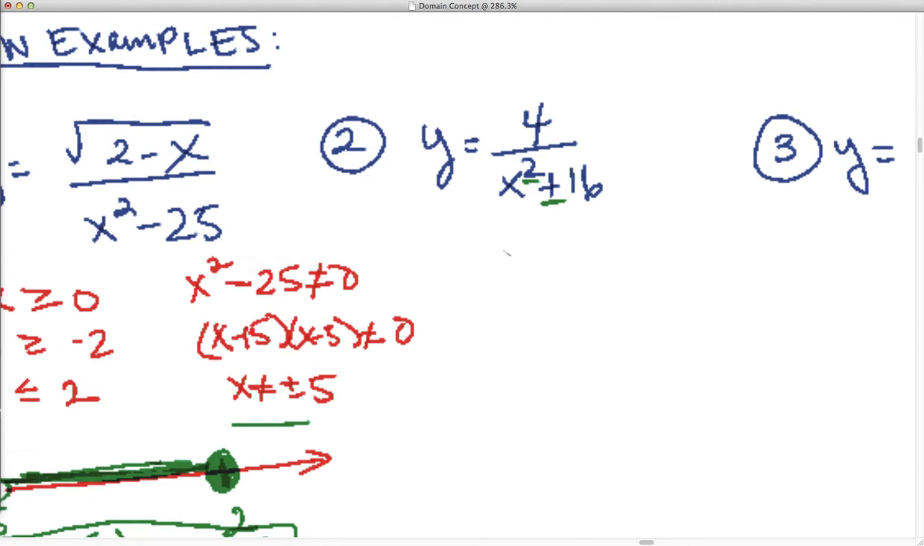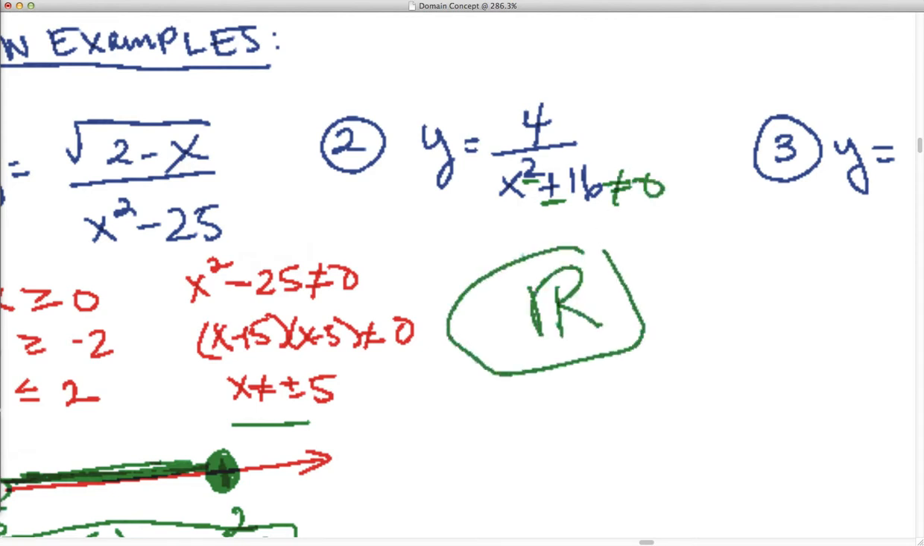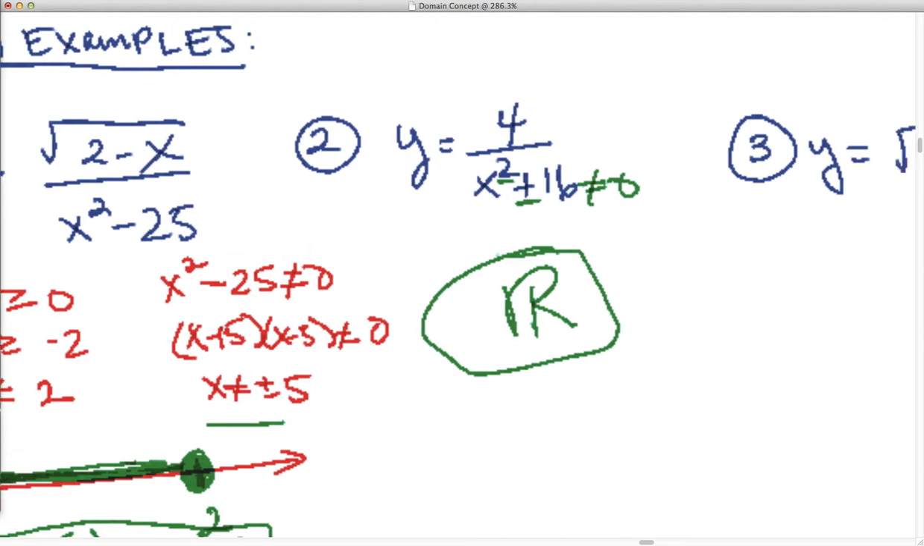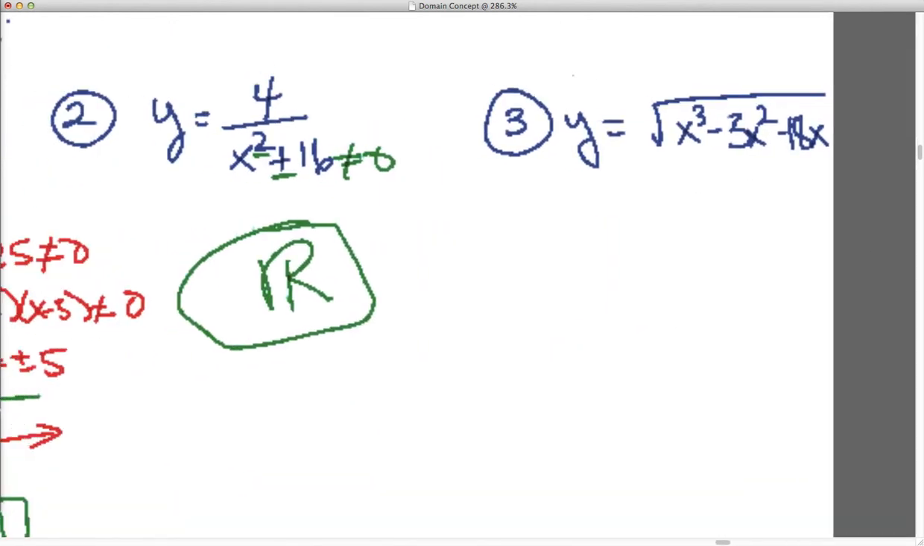So in other words, x squared plus 16 never equals 0. So the domain answer to that one is all real numbers. You don't even have to do any work. You could write never equals 0 if you want, but you don't need to. And here we have a square root. The way we designate that in math is we say that it must be greater than or equal to 0.